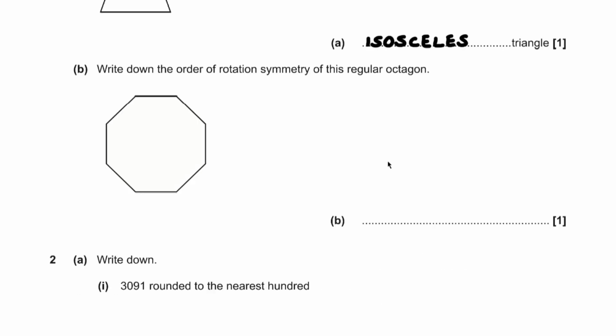Part B. Write down the order of rotation symmetry of this regular octagon. Well, we have a regular octagon, so the order of rotation symmetry is 8.